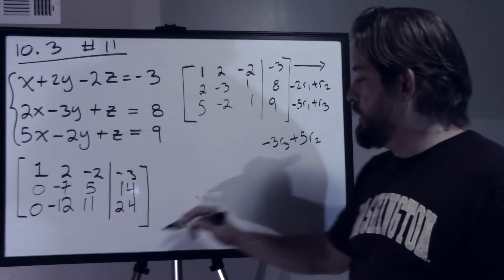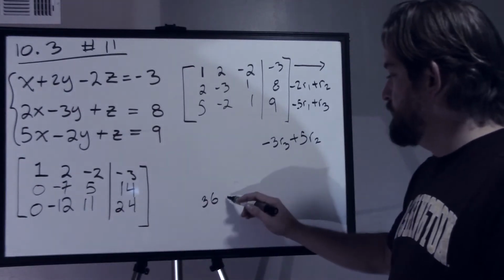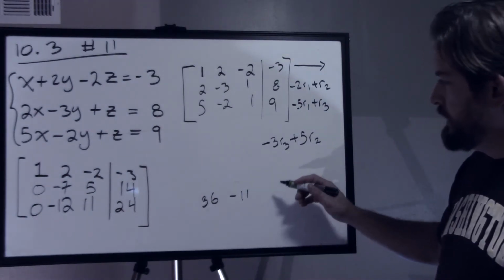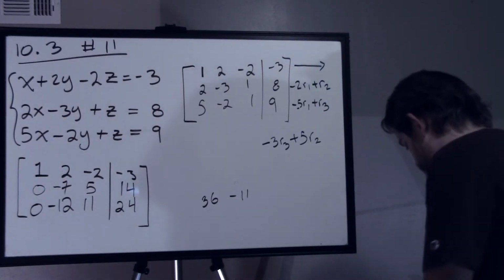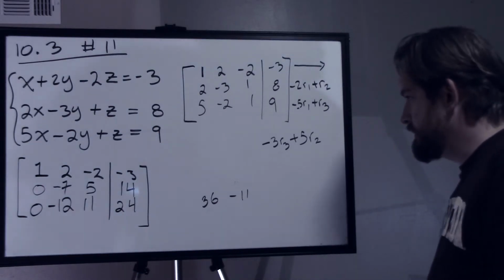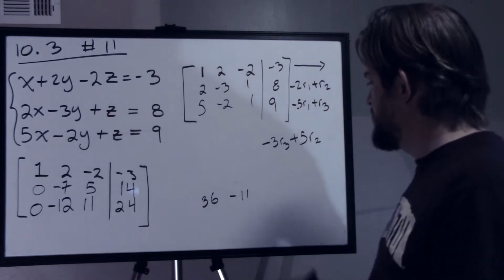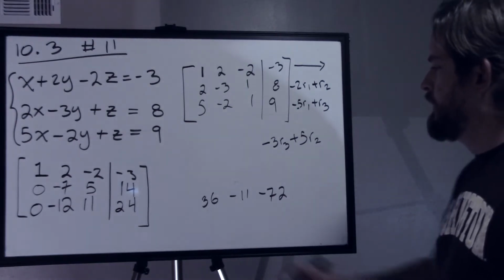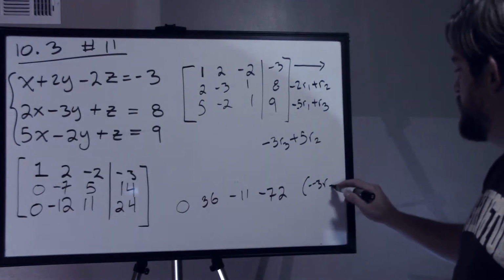So -3 times 12 is 36. -3 times 11 is -11. -3 times 24 is -72. No, it's not. It's embarrassing. 24 times -3. Yeah, it is 72, and it's negative. Okay. And then, of course, 0, right? So this is -3 row 3.